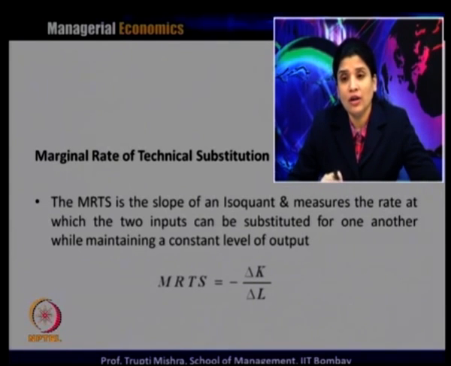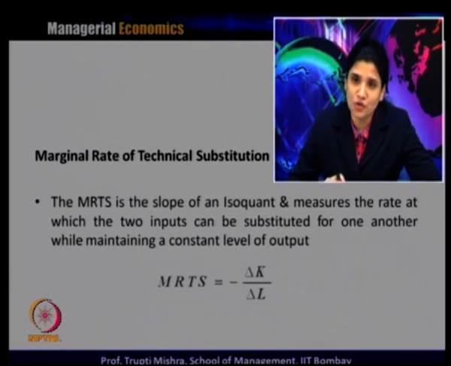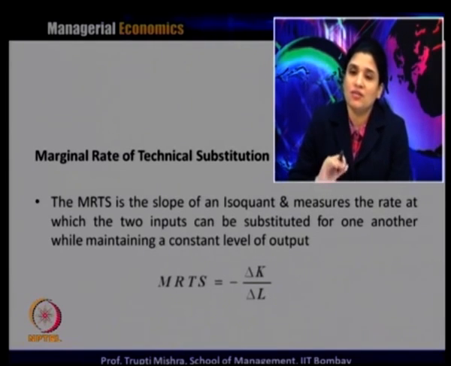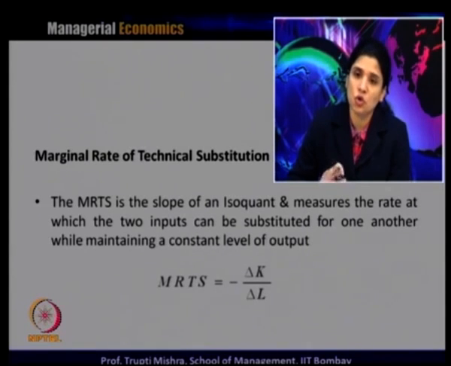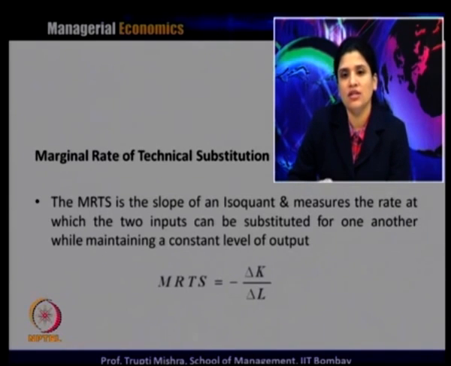If you remember the concept of marginal rate of substitution that we use in consumer theory, the counterpart of this is the marginal rate of technical substitution in production analysis. So, marginal rate of technical substitution is nothing but the slope of the isoquant, and it is the rate at which two inputs can be substituted for one another while maintaining a constant level of output. It is the change in K with respect to the change in L. And why is this negative?